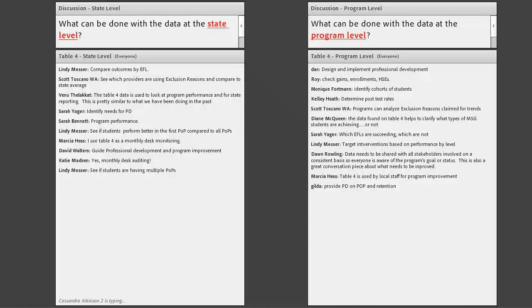What can be done with the data at the program level? As was mentioned at the state level, you can also use it to design and implement professional development, check gains, enrollments and HSEs, identify cohorts, see which EFLs are succeeding. Target interventions is a good one based on performance level by level. Program improvement, guidance on in-service training. Anything else to add to this list?